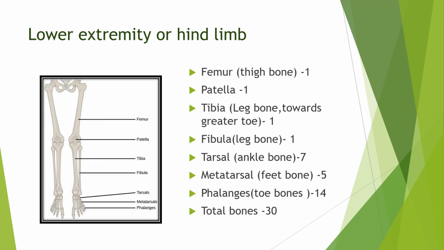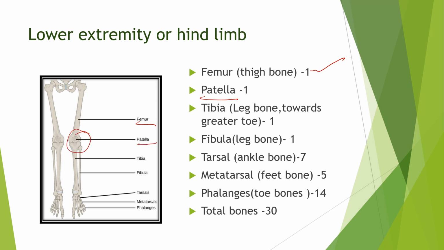Now here comes the lower extremity or the hind limb. So hind limb, also see the diagram. We can see that the hind limb is also divided into various different bones. So what are the bones? First comes the thigh bone, which is the toughest bone in the body, the femur. Then comes the patella. Patella is also one. Here in the knee comes the patella.